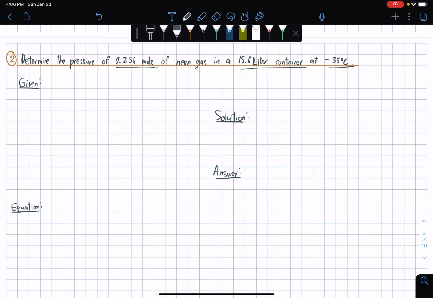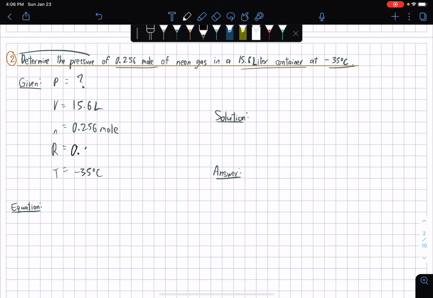So let's enlist our given P, V, n, R, T. For pressure, we are given nothing. It's what we're trying to find. We have to determine the pressure. 0.256 mole, we know what n is. For volume, it's 15.6 liters. And for temperature, we have negative 35 degrees Celsius. And for the gas constant R, it's always 0.0821 L·atm over mol·K.